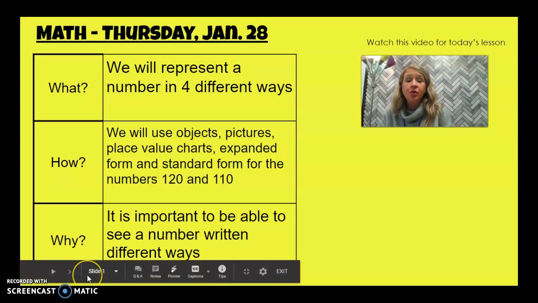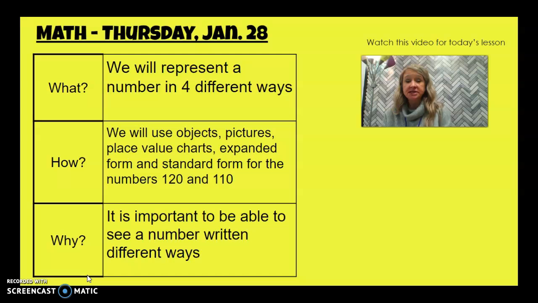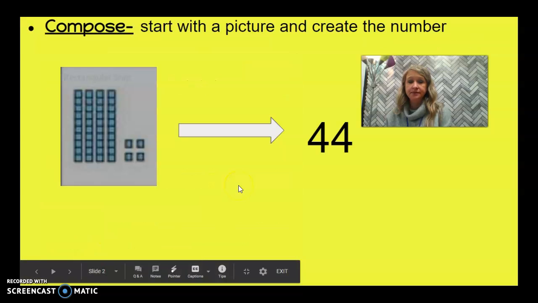Today in math, we will represent a number in 4 different ways again. And then we're going to use objects, pictures, place value charts, expanded form, and standard form for the numbers 120 and 110. Why? It's important to be able to see a number written different ways.